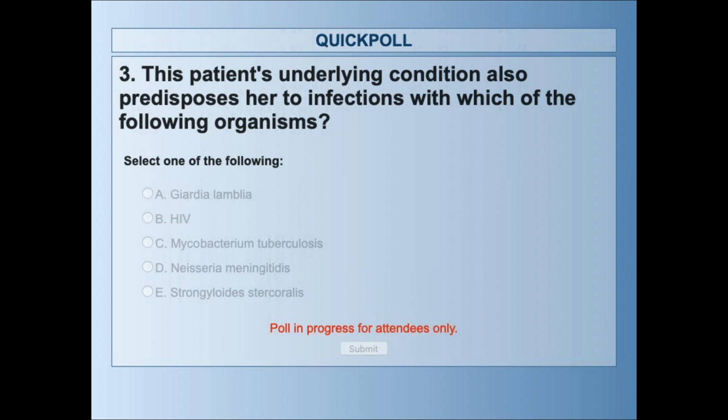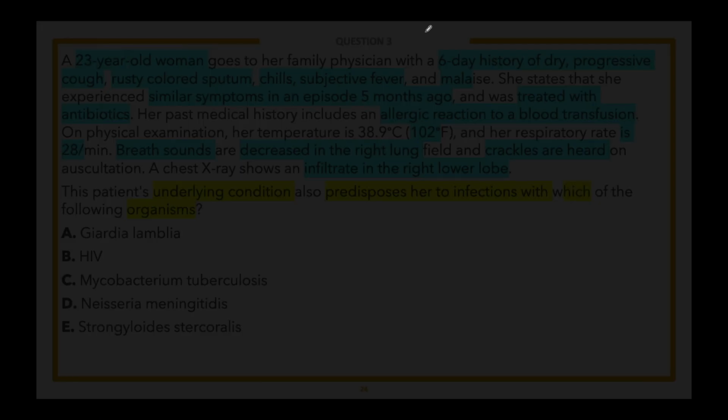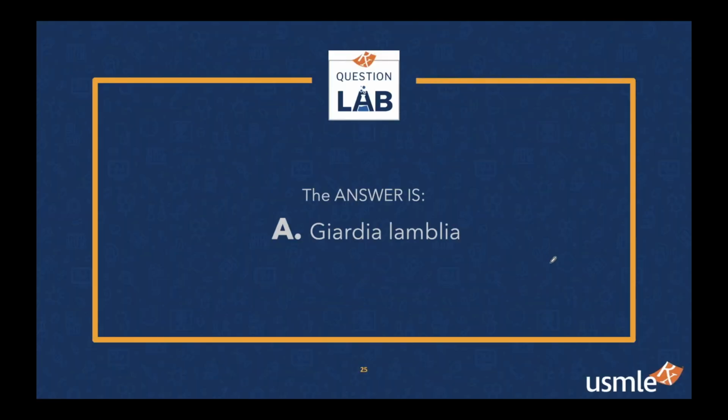All right, we see the responses coming in. We'll give all of you a few more seconds. All right, let's take a look and see what you selected. Once again, 42% of you selected the same answer, and that answer was A, Giardia lamblia. Let's see if that's the correct answer. And it is, in fact, the correct answer. So great job, everybody. I'll hand it back off to Barbara.